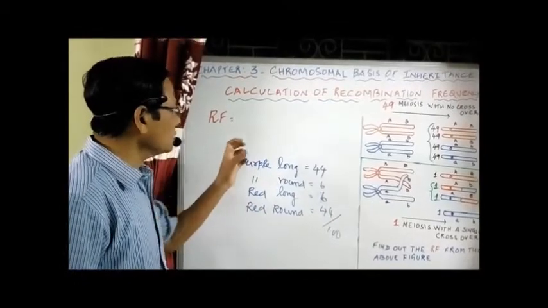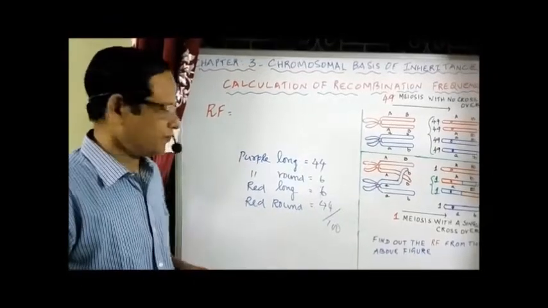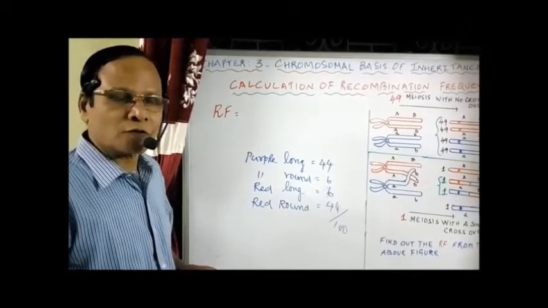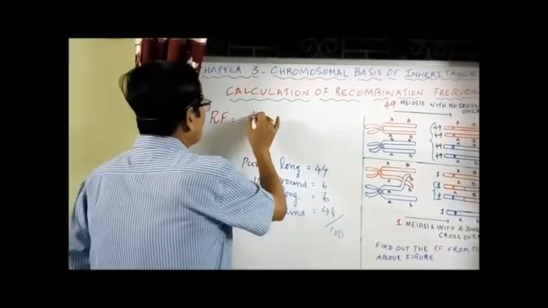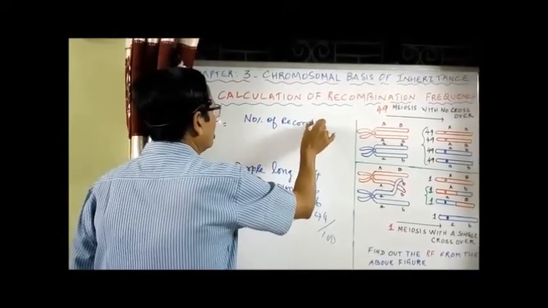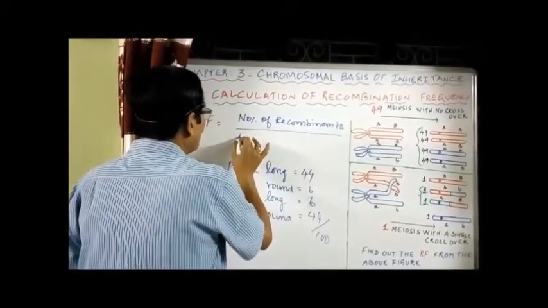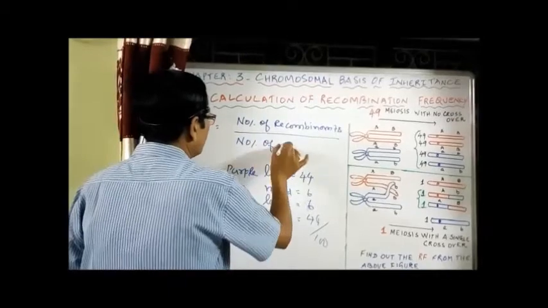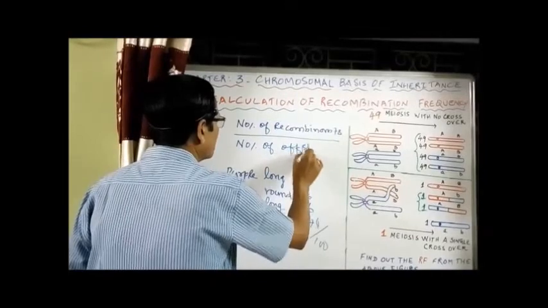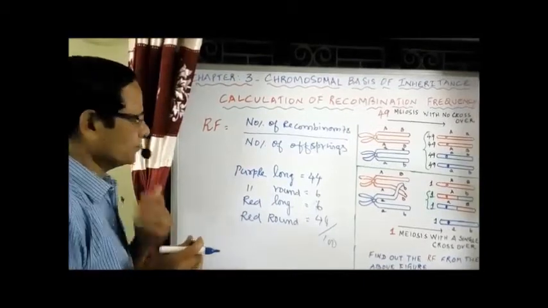Then how do we calculate the recombination frequency, or percentage recombination? Recombination frequency can be calculated by using the following formula: the number of recombinants divided by the total number of offsprings. You can write either total number or simply number of offsprings. This is the formula normally used to calculate recombination frequency.